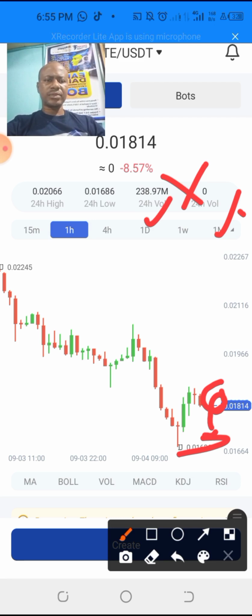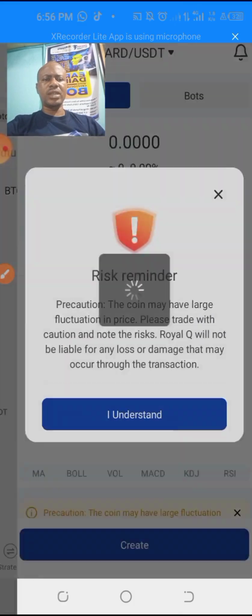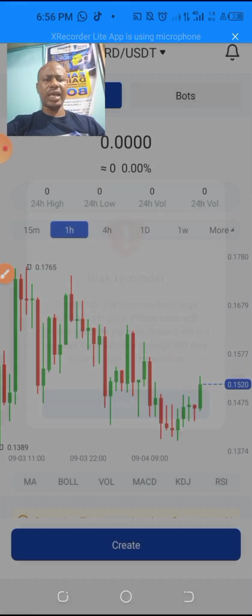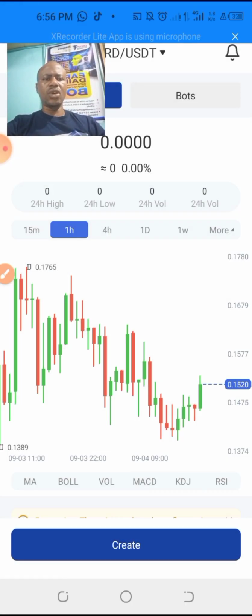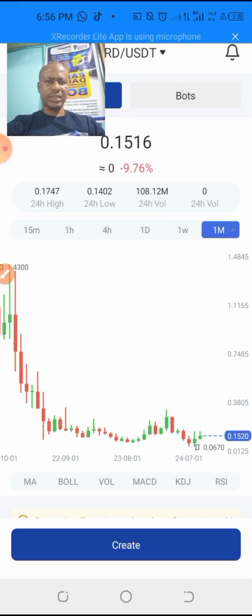On the 4 hours, I'm not too comfortable with it. The 4 hour chart is on a downward trend, but I will not enter. I will still look for other coins. So I go and check the next highest negative coin, because I don't always enter a coin even if it's on a downward trend.